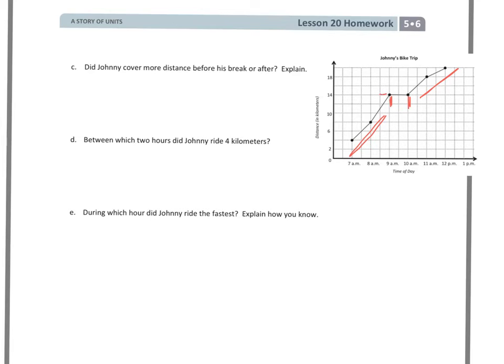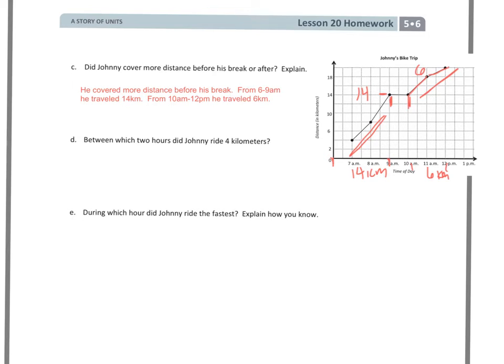And up till his break, he covered 14. After his break, he covered 4 and 2. He covered 6. So he covered more distance before his break. And I can explain that by saying he covered from 6 o'clock till 9 o'clock in the morning, he covered 14 kilometers. Then he took his break, and then from 10 to 12, he covered another 6 kilometers. And there's my description right there.